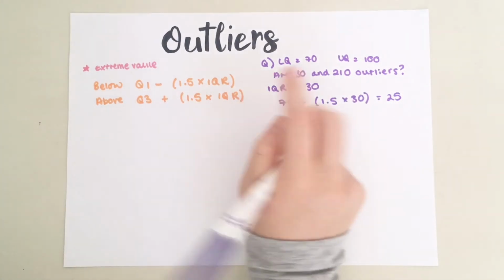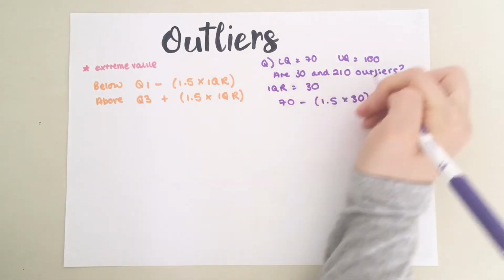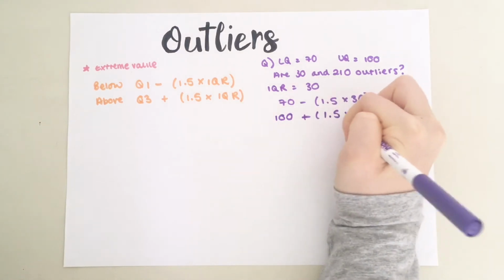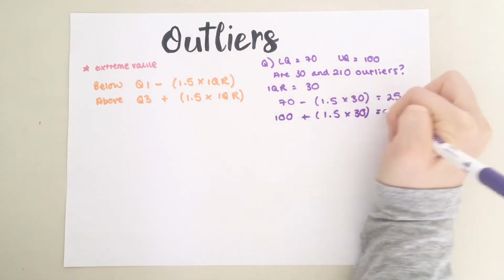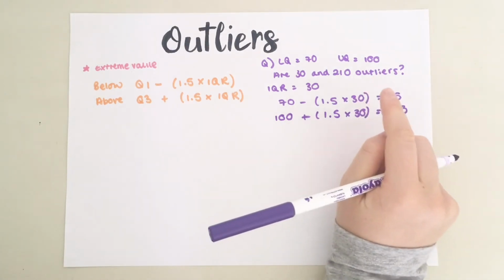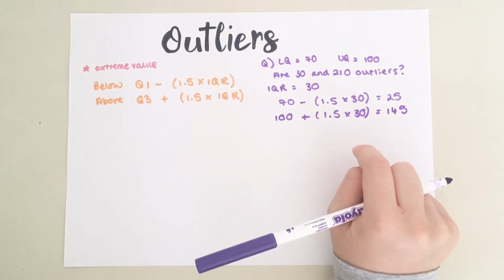Then we do the same with this equation to work out if 210 is an outlier. So we do 100 plus 1.5 times 30, and that gives us 145. Therefore, 210 is an outlier because it is above 145.